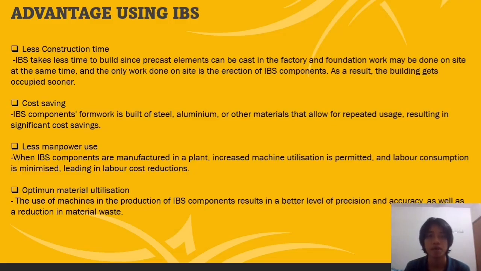Second is cost saving. IBS component formwork is built of steel, aluminium, or other materials that allow for repeat uses, resulting in significant cost saving. Third is less manpower use. When IBS components are manufactured in a plant, increased machine utilization is permitted and labor consumption is minimized, leading to labor cost reduction. And the last one is optimal material utilization. The use of machines in the production of IBS components results in a better level of precision and accuracy, as well as a reduction in material waste.